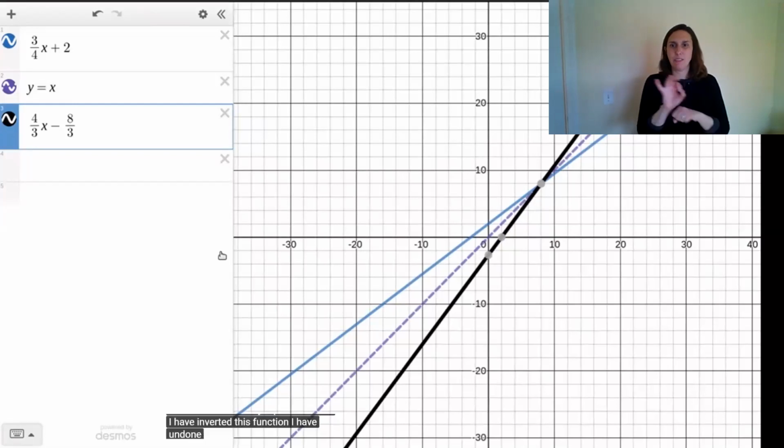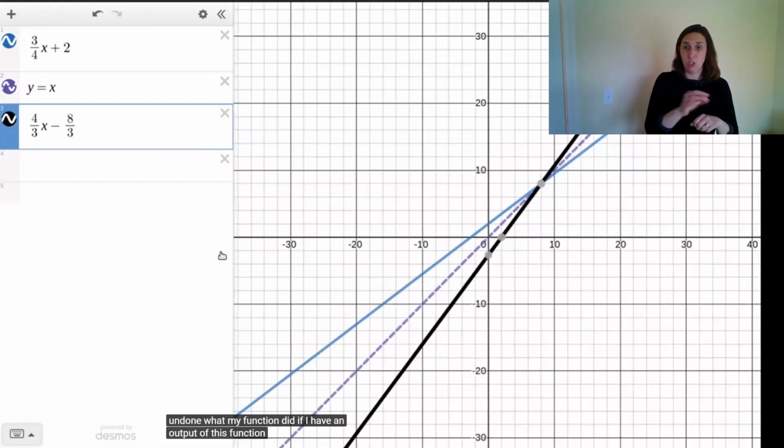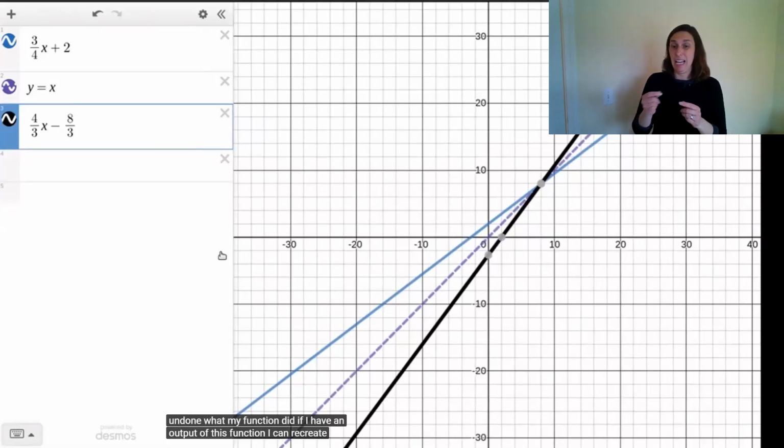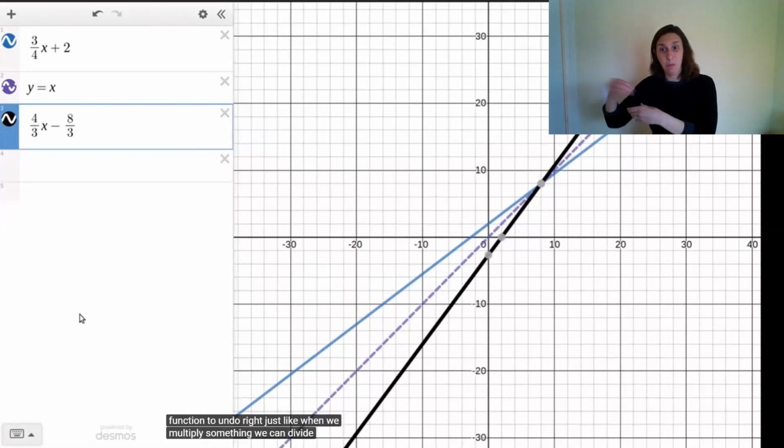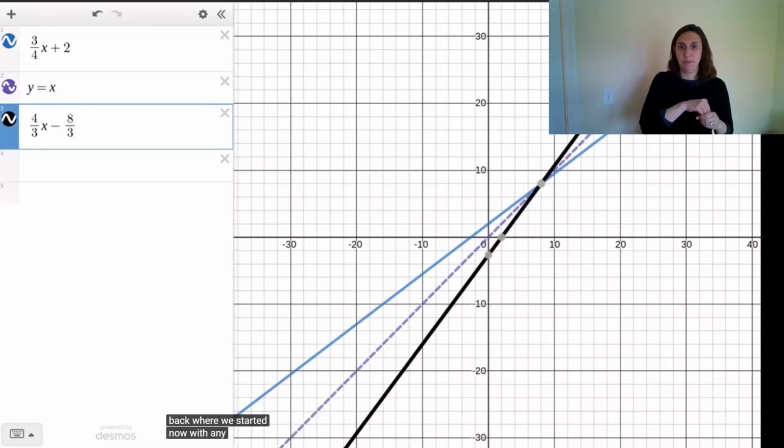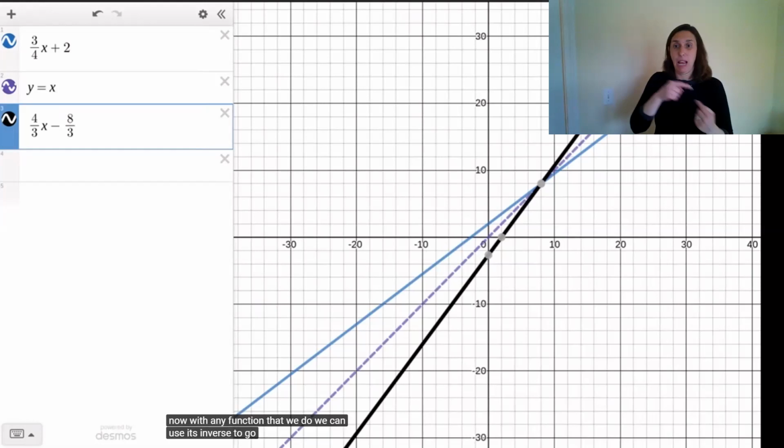I have undone what my function did. If I have an output of this function, I can recreate the input. And that's the job of the inverse function, to undo, right? Just like when we multiply something, we can divide to get back where we started. Now with any function that we do, we can use its inverse to go backwards and forwards.